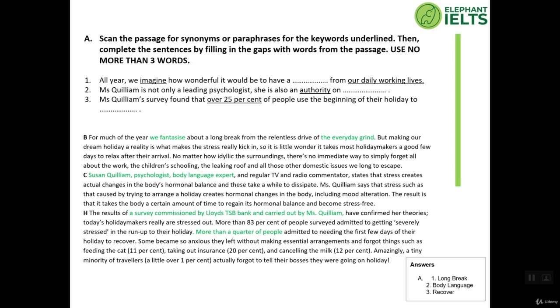I remember from my skimming at the beginning that in paragraph H, there were a lot of percentages. So I go to paragraph H to find a synonym for over 25%. And here it is, more than a quarter. So I read the sentence carefully and choose the answer to recover.